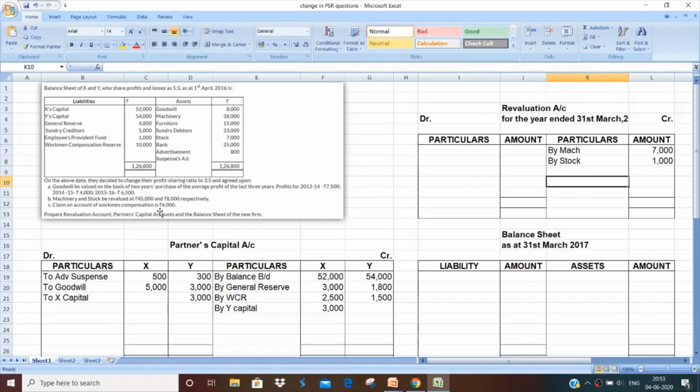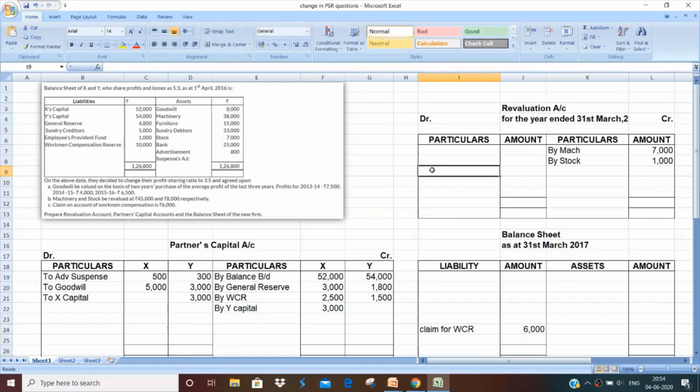Moving on, the claim on account of workmen compensation is 6,000. Now this claim was subtracted from the reserve and then the amount was distributed amongst the partners. But this is a liability also. So I'm going to mention it on the liability side. Claim for workmen compensation reserve. So the claim amount is how much? The claim amount is 6,000, which is a liability. I mentioned it on the liability side. So now I think I have put all the transactions. I can go ahead and balance my accounts.